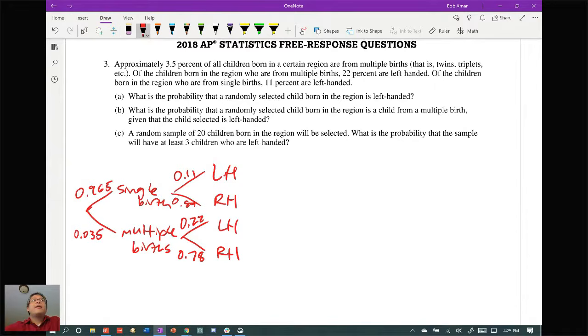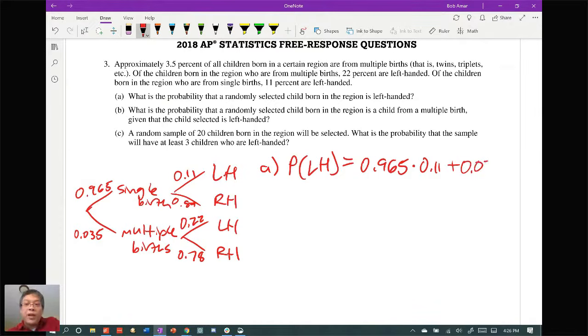Okay, so let's go ahead and take a look at that. From organizing this, this is an important way of going. Basically, the tree diagram is enough of a strategy. Okay, so the probability of left-handed is equal to the probability that a single birth child will be left-handed plus the probability that a multiple birth child will be left-handed.